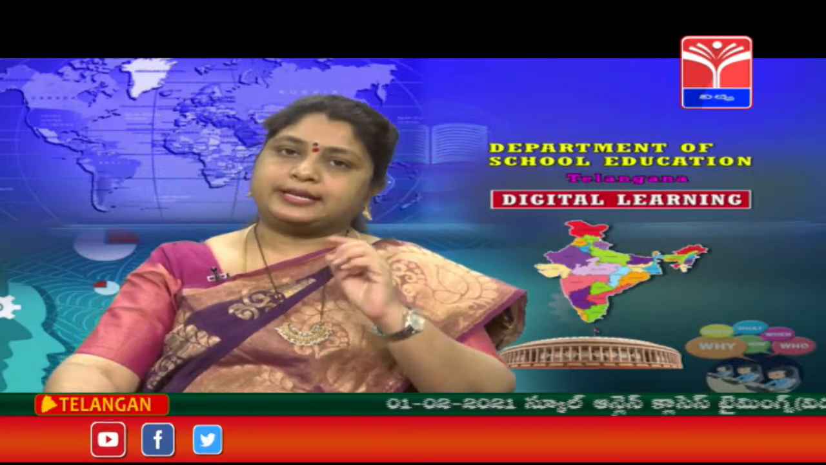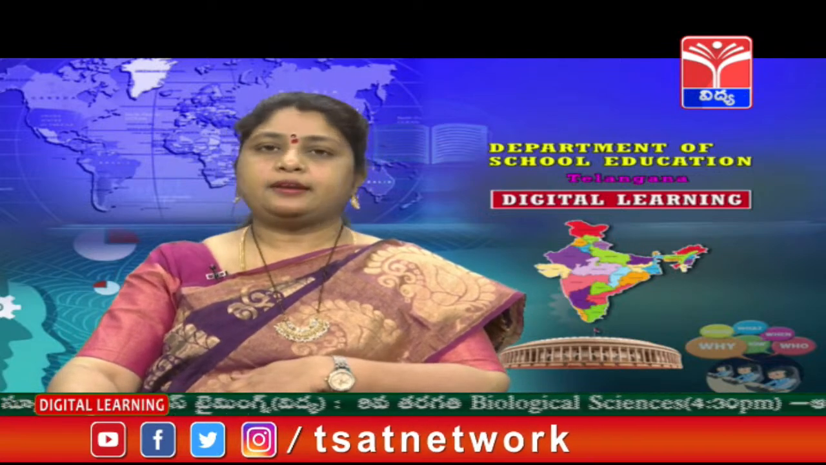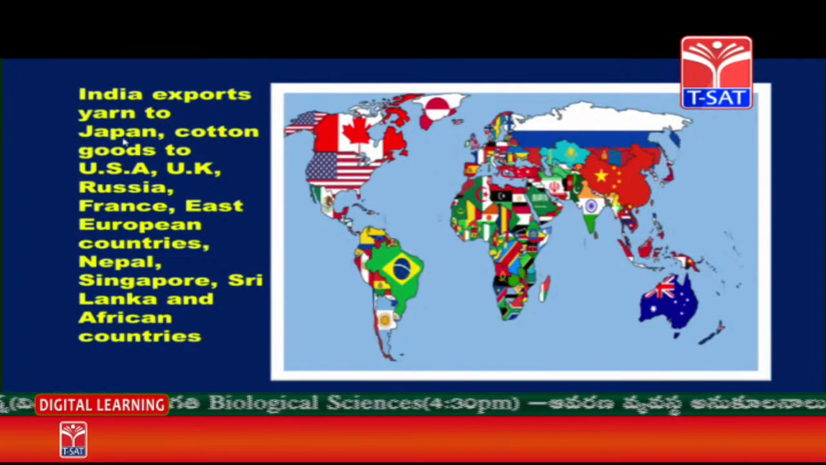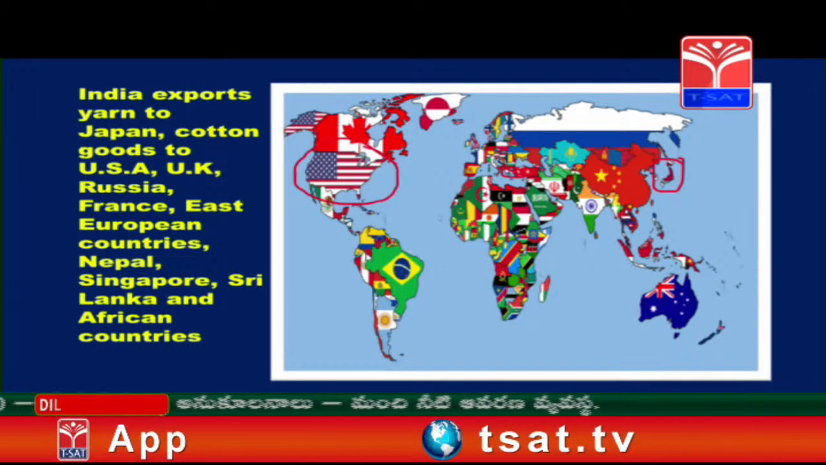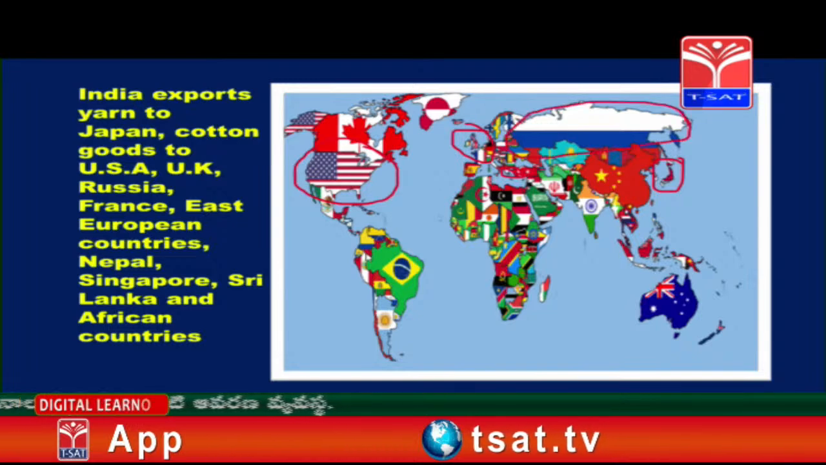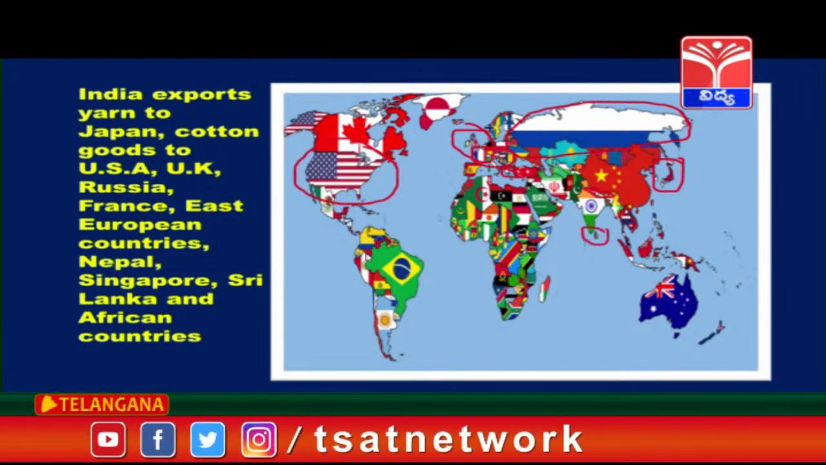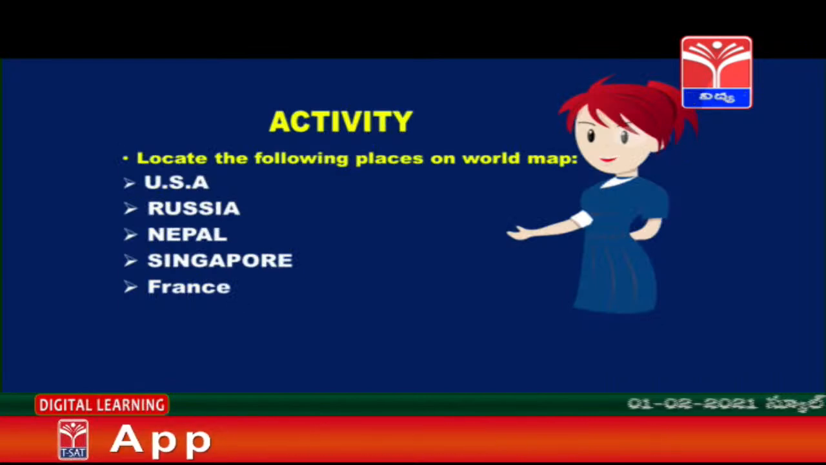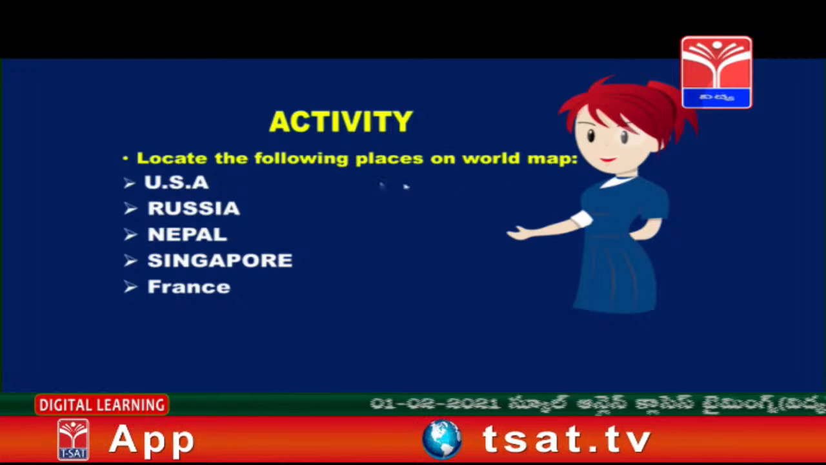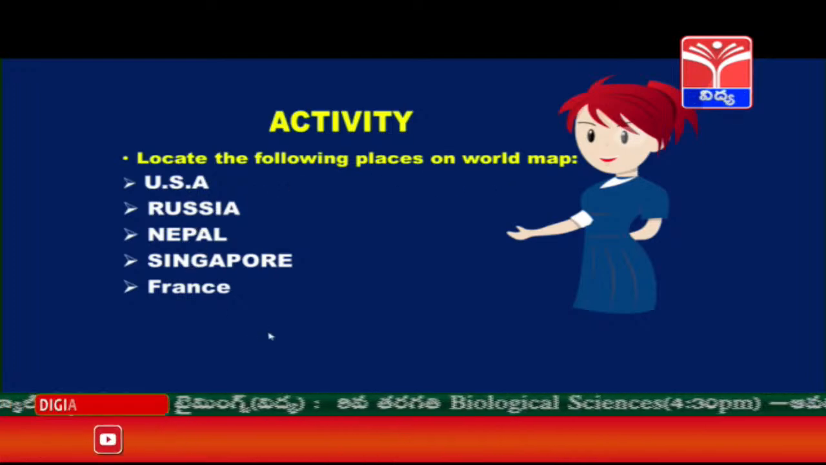So, weaving was decentralized, spinning was centralized, right? India exports yarn to Japan. Yarn means the thread. Cotton goods to USA, UK, Russia, France, East European countries, Nepal, Singapore, Sri Lanka and African countries. So, let us do one activity here. Locate the following places on world map: USA, Russia, Nepal, Singapore and France.